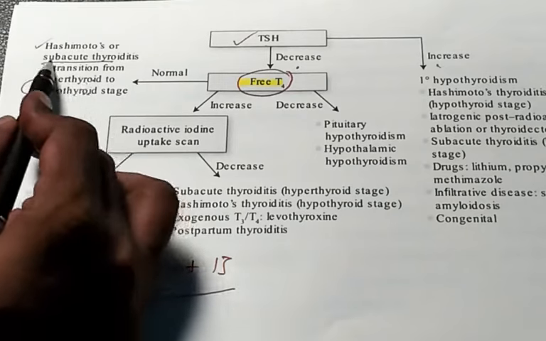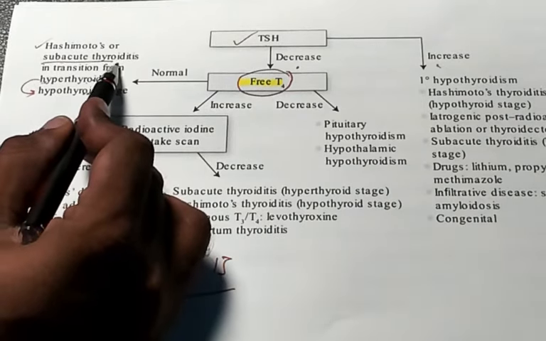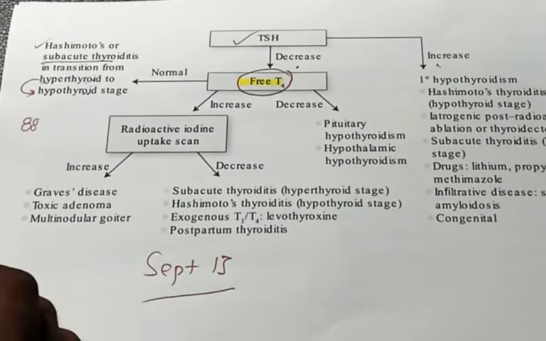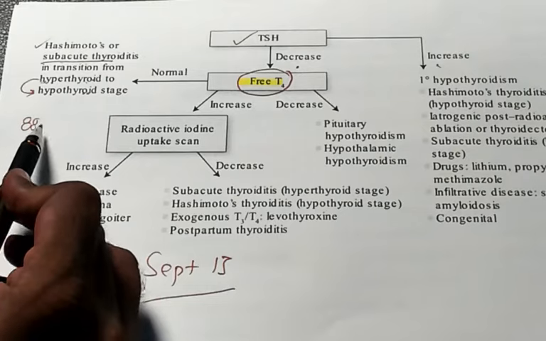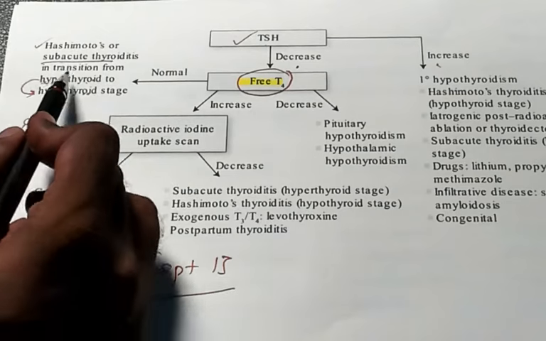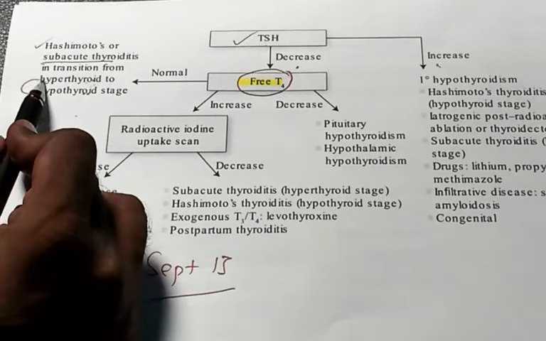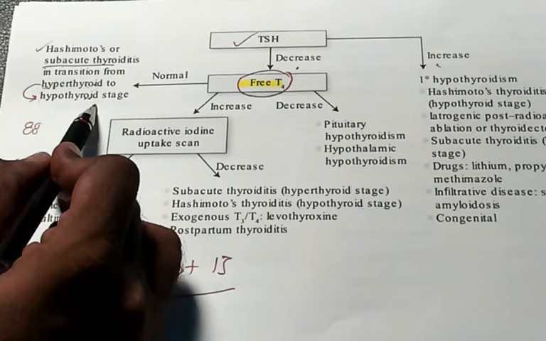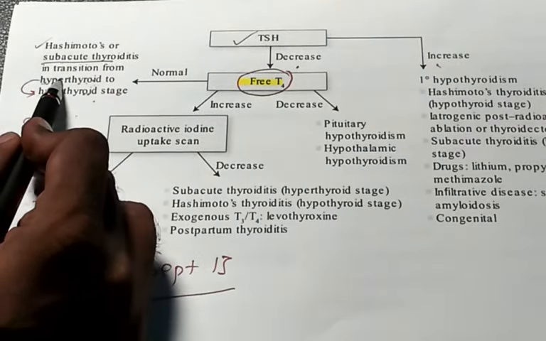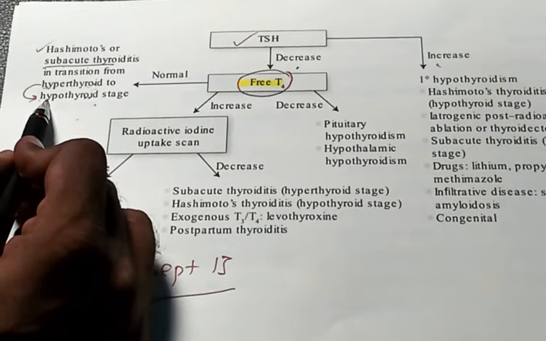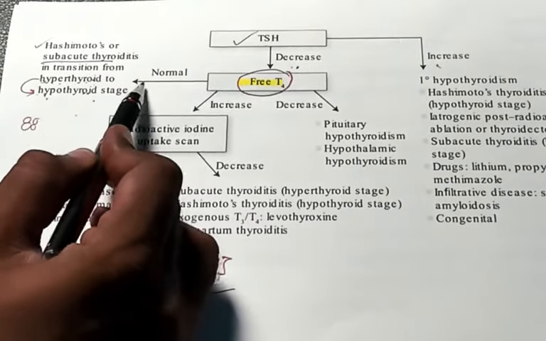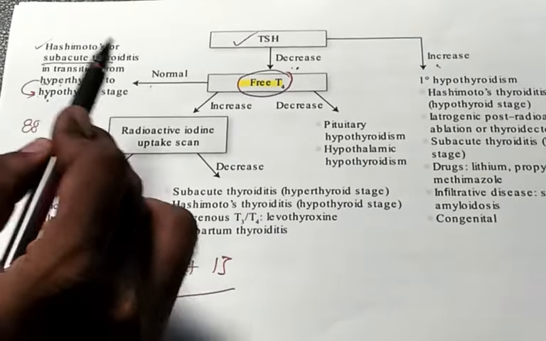Why hyper initially in subacute thyroiditis? Thyroiditis is an inflammation of the cells. So initially when cells are inflamed, they will break down and release the stored thyroxine, and that leads to hyperthyroidism. Ultimately, there is a burnout, and that leads to hypothyroidism. So such a patient who is in the transition from hyper towards hypothyroid will have a low TSH but a normal free T4, is what you need to remember.